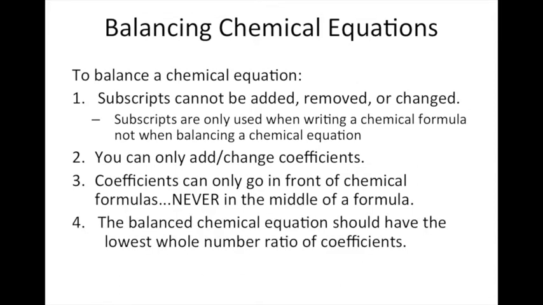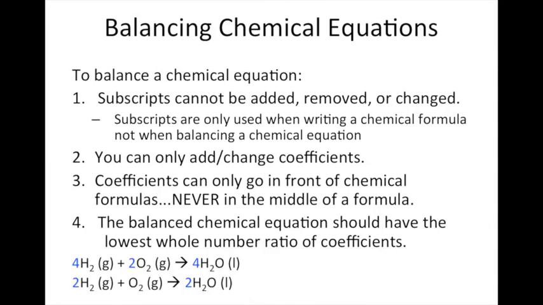When we do have a balanced chemical equation, it should have the lowest whole number ratio of coefficients. So for example, here we have 4 hydrogens plus 2 oxygens yields 4 waters. We have the same number and type of atoms, but again, we could simplify those coefficients. We could reduce that equation to 2 hydrogens plus 1 oxygen yields 2 waters. So the correct balanced chemical equation would be the equation with the lowest whole number ratio of coefficients.